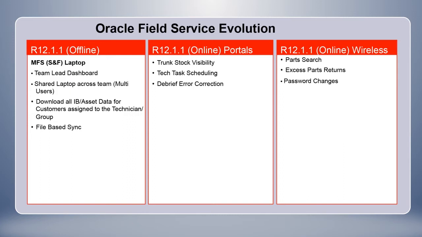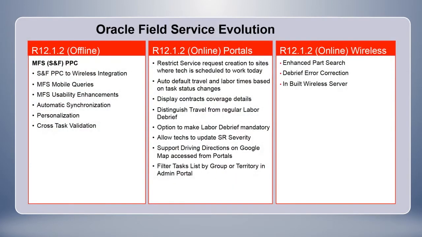So back in 12.1.1, we were using the Store and Forward Windows laptop, and we were partnered with the Marines to build quite a few features so that they could use these laptops out in the field for both ordering logistics and also for executing service in the field. In 12.1.2, we partnered with NCR to work on our Pocket PC Windows mobile solution, and we did quite a few enhancements there for the NCR customer implementation.